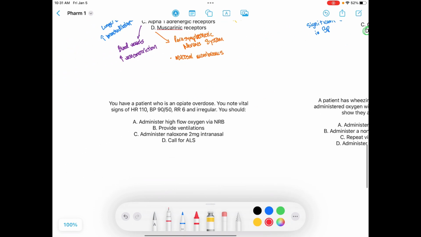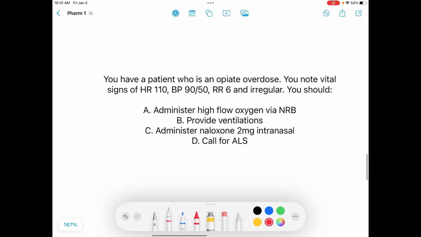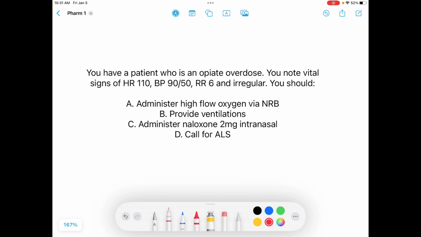Moving on to the next question. You have a patient who has an opiate overdose. You note vital signs of heart rate 110, blood pressure 90/50, respiratory rate of 6, and irregular. You should A, administer high flow oxygen via non-rebreather mask, B, provide ventilations, C, administer naloxone 2 milligrams intranasal, or D, call for ALS. So take a moment, pause if you want, think of an answer.